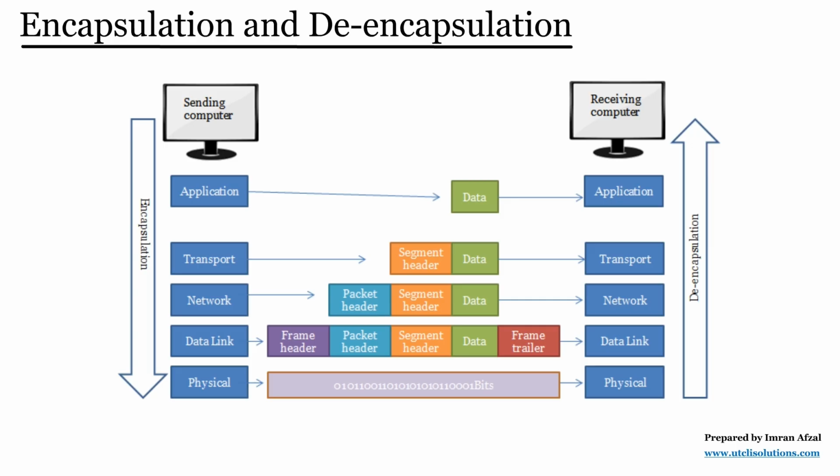De-encapsulation is the process of removing those headers and trailers as the data moves up the layers at the receiving end. This structured approach ensures that data is delivered accurately and efficiently across networks.